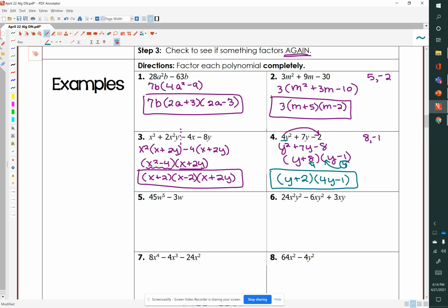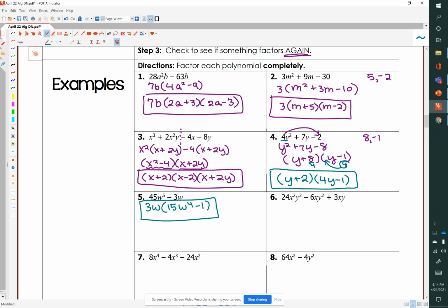Okay, number 5. Let's factor out 3w, which will give us 15w to the 4th power minus 1, which is prime, and we cannot factor this any further.